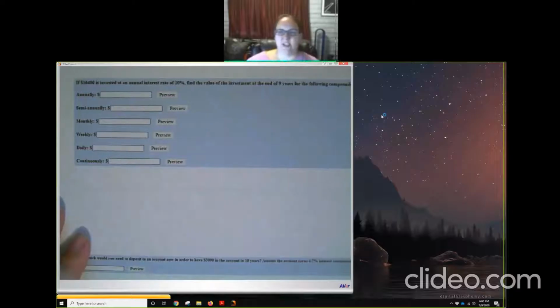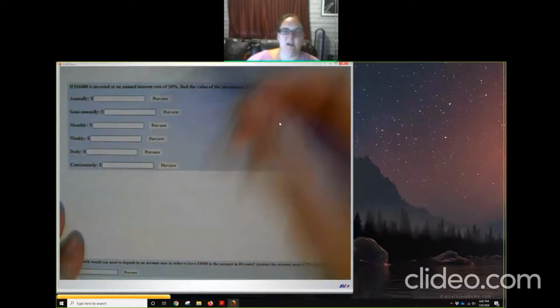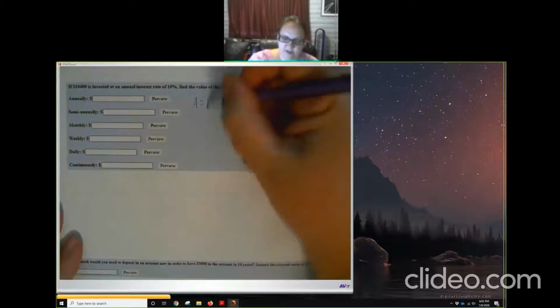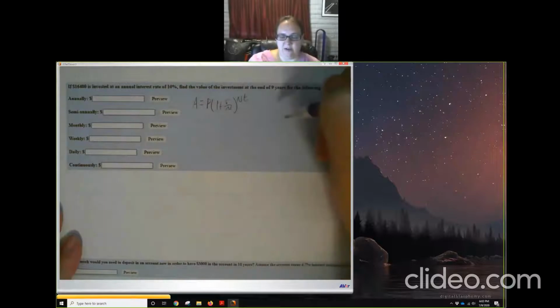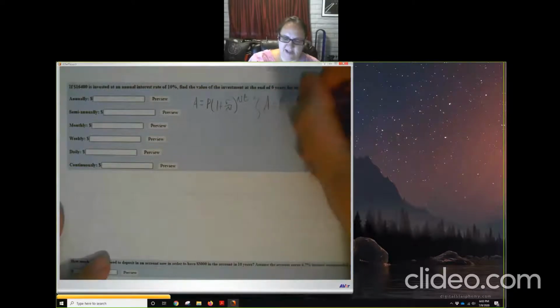But this is our last section in Unit 4. So here we have two formulas when we are looking at compounding interest. Our first formula is A equals P times (1 plus R over N) to the NT. And that is if it compounds monthly, quarterly, weekly, anything like that. And our other formula is A equals P E to the RT. And that's if it compounds continuously.